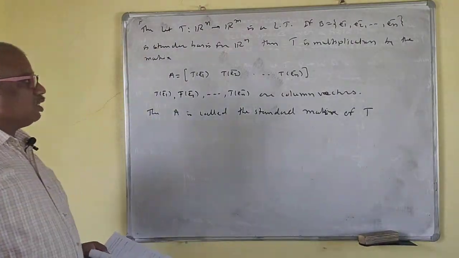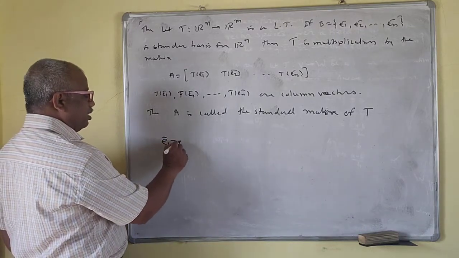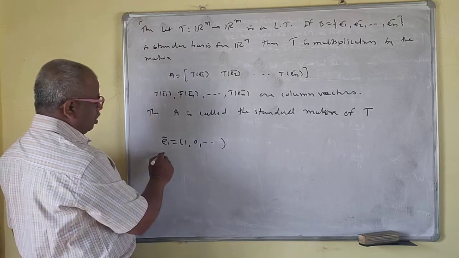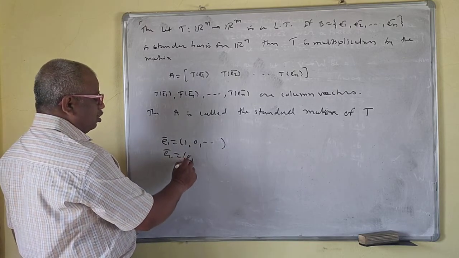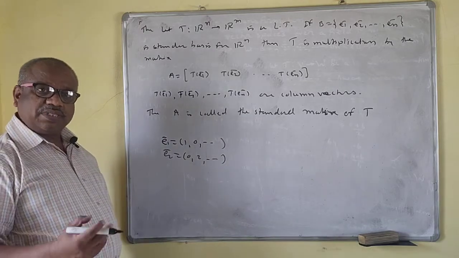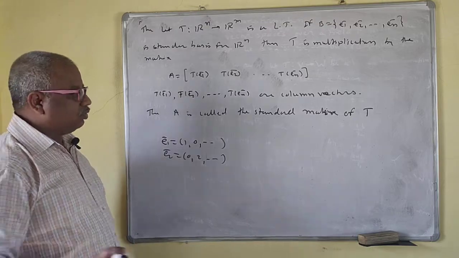Okay, so just you have to find, what is e1 bar? e1 bar is nothing but 1, 0, 0, and so on. So Rn means n-tuples. e2 bar means your second place is 1. e3 bar means third place is 1. e4 bar means fourth place is 1. All others are 0. Okay.